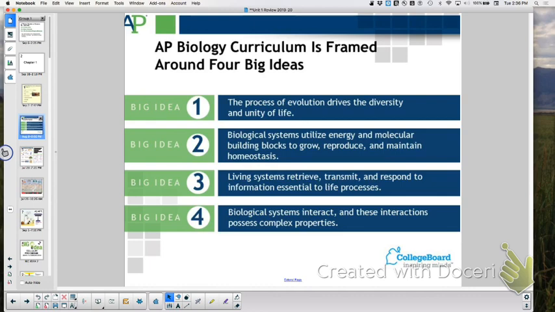Okay, big idea 2: biological systems utilize energy and molecular building blocks. What are the molecular building blocks? Carbohydrates. But what are those built out of? Sugars. Okay, give me another one. Lipids, 2 categories there. Fats, and what are the building blocks of fats? Fatty acids, which could be saturated or unsaturated, and they're attached to glycerol, right? And what's the other lipid? Made out of 4 rings of carbon. See, this is chapter 3. You already know it. Carbohydrates, lipids.